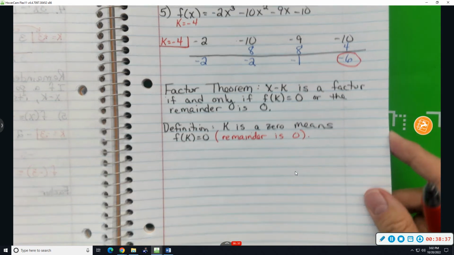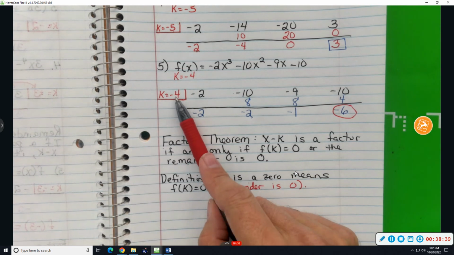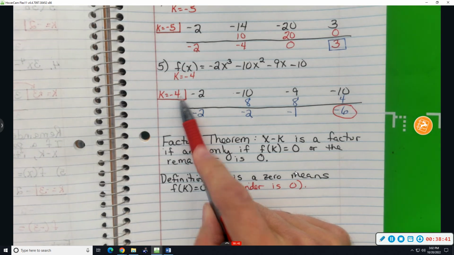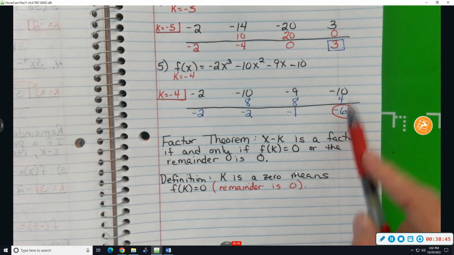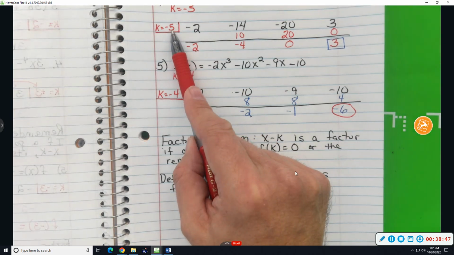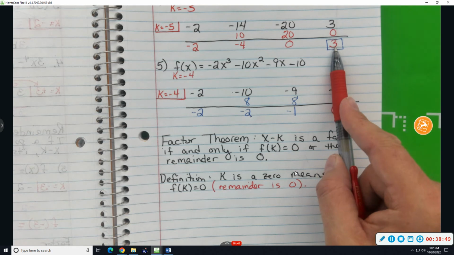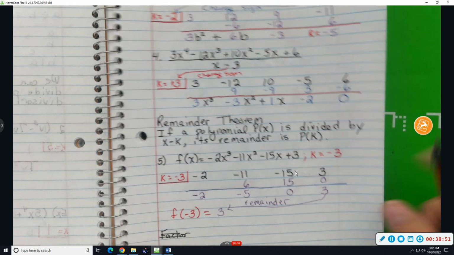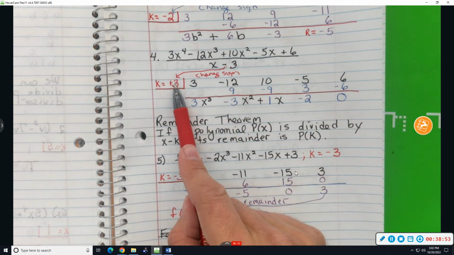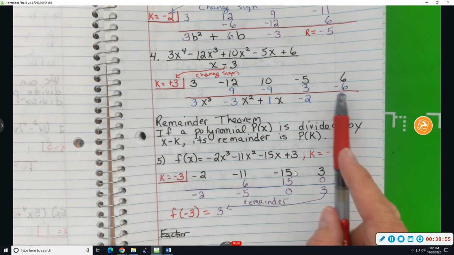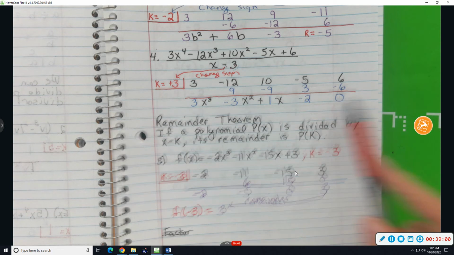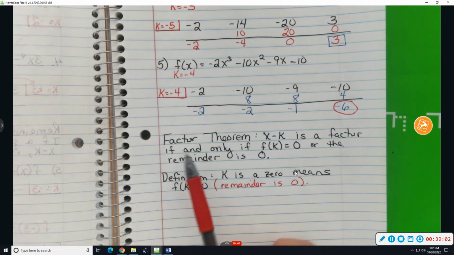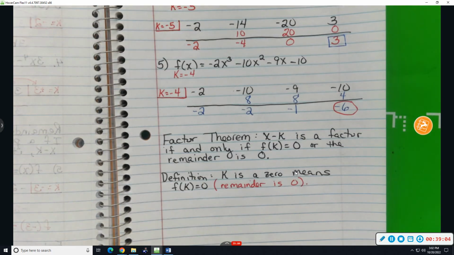Like on problem number 5, is this k value a 0? Well, no. The last number here isn't 0. On this number 5, is that k value a 0? No. On problem 4, when you did synthetic division, did we wind up with a 0 there? Yes. So this factor theorem, what we could say, I'm going to state it another way.